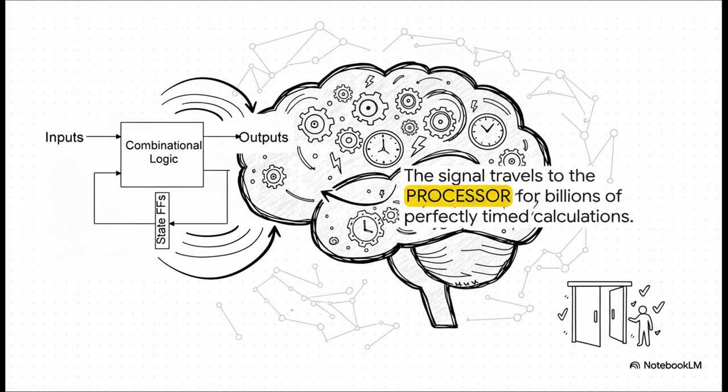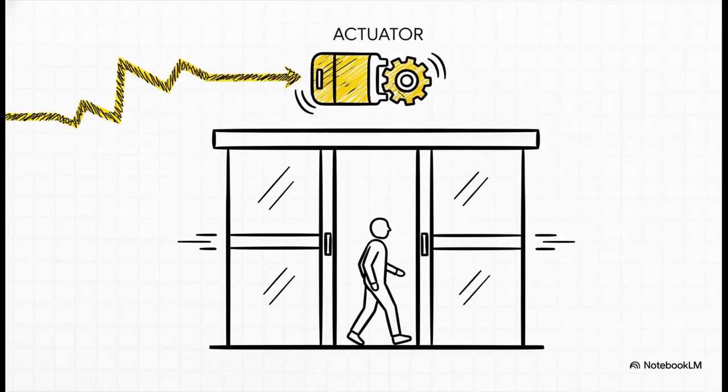Inside, that high-speed relay race kicks off. In a fraction of a second, billions of calculations happen, all perfectly timed, and the processor makes a decision. Yep, someone's here, open the door. And then, the final step. The processor sends a new command out, this time to an actuator, which is probably an electric motor. The actuator gets that signal and turns that digital yes back into a physical action. The motor turns, the door opens, and you walk through. And just like that, the symphony has played its tune.